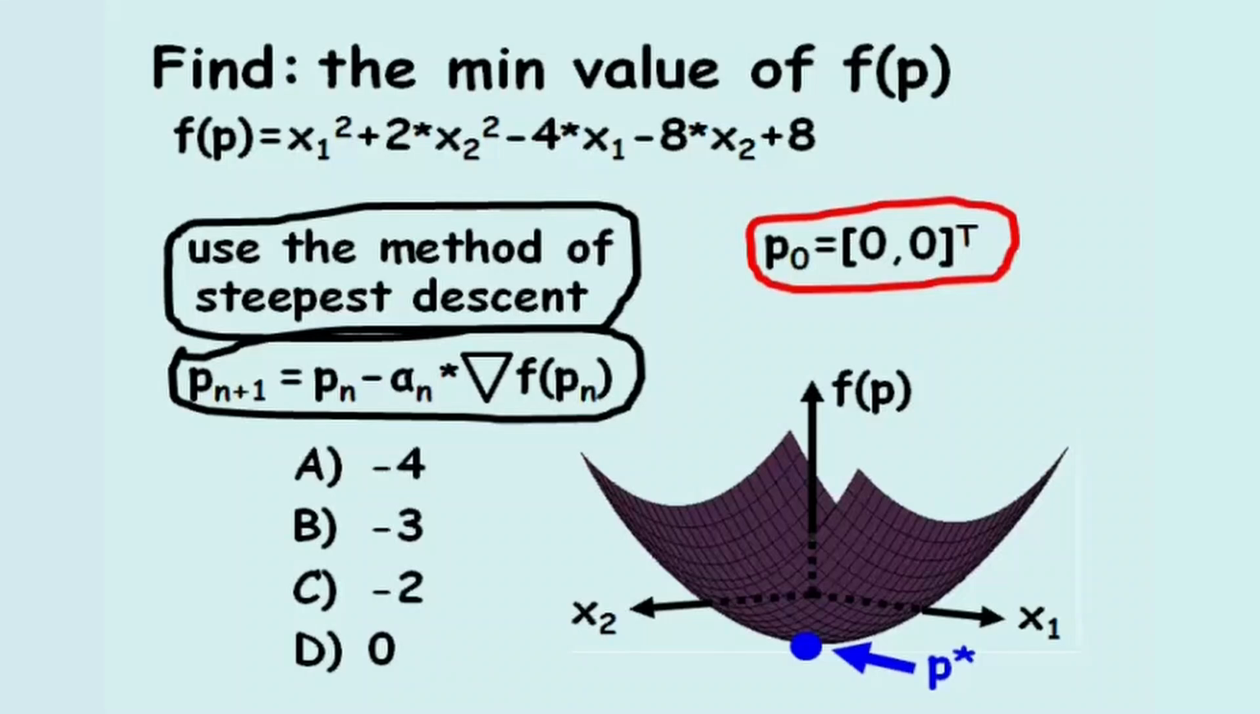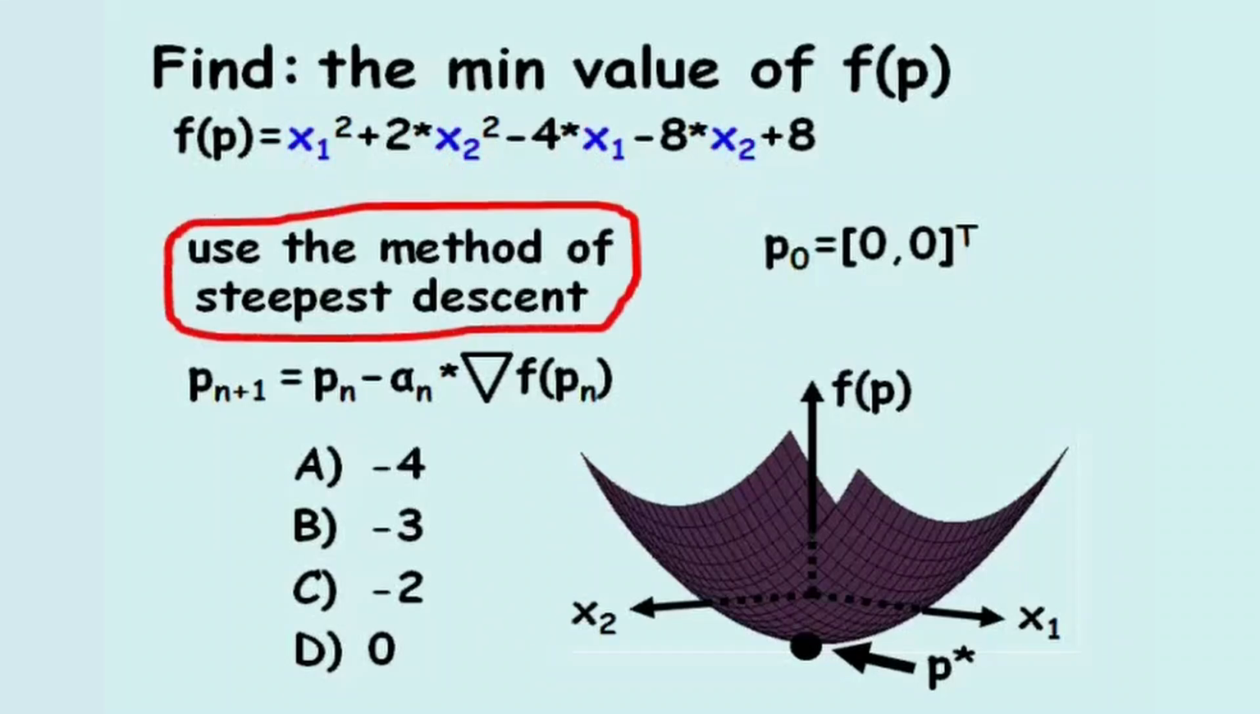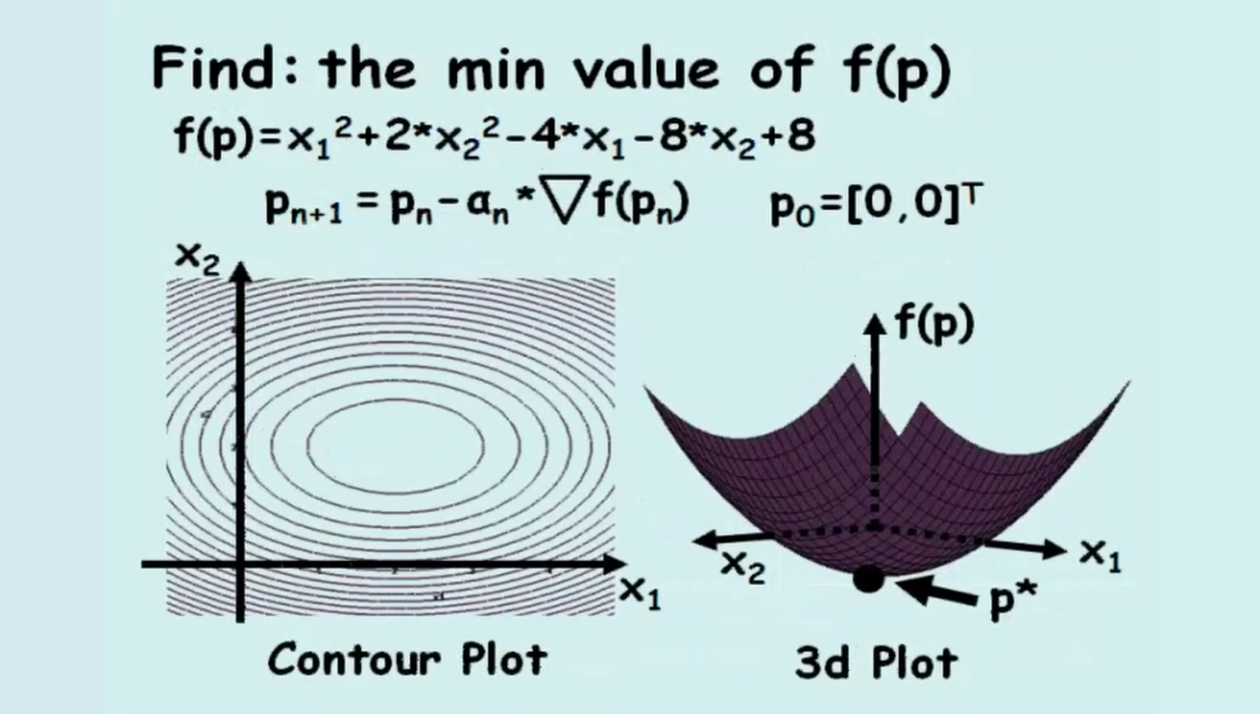We've also been given the starting point of the algorithm p0. Also note that variables x1 and x2 are unbounded or unconstrained, which means this is an unconstrained nonlinear optimization problem. It would be easiest to describe the method of steepest descent if we drew out a contour plot of the function f of p, which looks down on the x1, x2 plane. Next, we'll locate our initial point p0, which is our starting point.